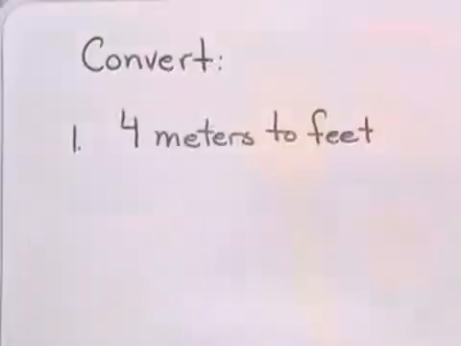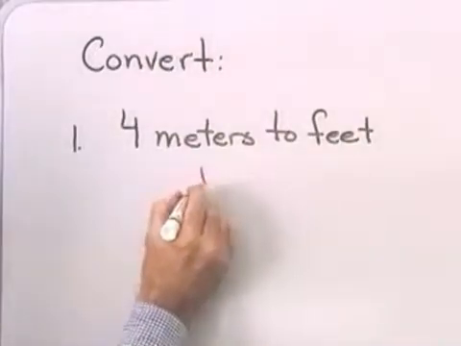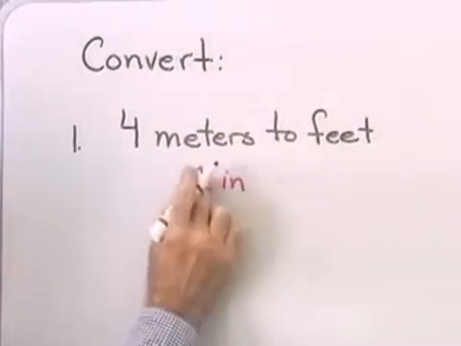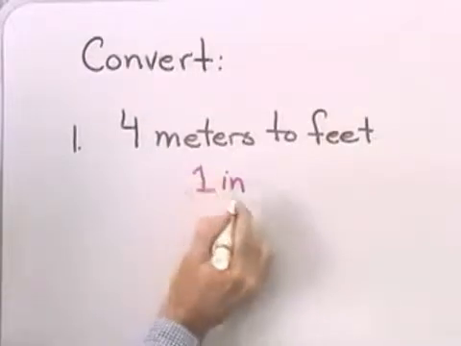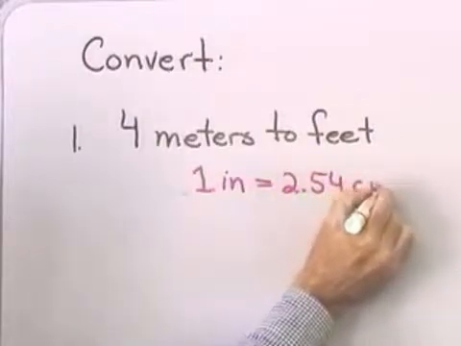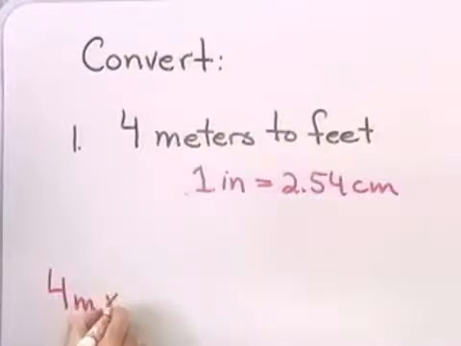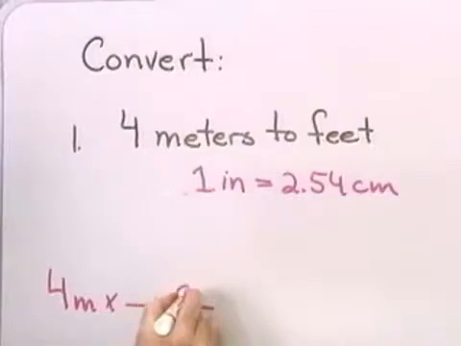Here's our first example. We want to convert 4 meters into feet. So I'm going to start with meters and I want to end up with feet. As far as my conversions go, this is what I know: 1 inch is equal to 2.54 centimeters. So I know how to go between inches and centimeters, and I'm going to start with 4 meters, and then I want to multiply by something that's going to allow meters to divide out and maybe give me centimeters.